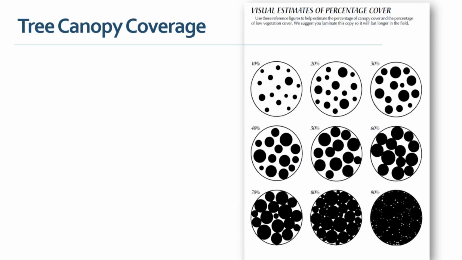For the tree canopy, you're going to be looking up from the middle of the stream, or imagining what it looks like from the middle of the stream, and how much of the water gets shaded by the tree canopy. And the illustration gives you an idea of what that would look like if it was 10, 20, 30%. And then you will pick the one that is most representative, but remember, thinking about the whole 100 meters. How much shade is this stream getting?